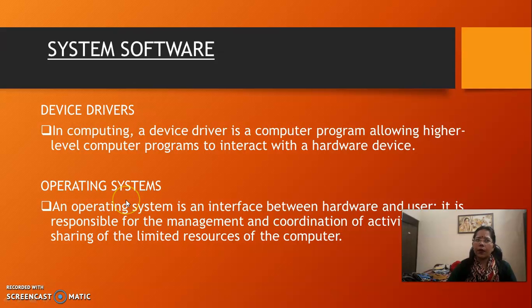Let's discuss operating system. An operating system is an interface between the computer user and the computer hardware. It is software which performs all the basic tasks. It is responsible for the management and coordination of activities and the sharing of the limited resources of the computer. Some popular examples of operating systems include Linux, Windows, VMS, etc.